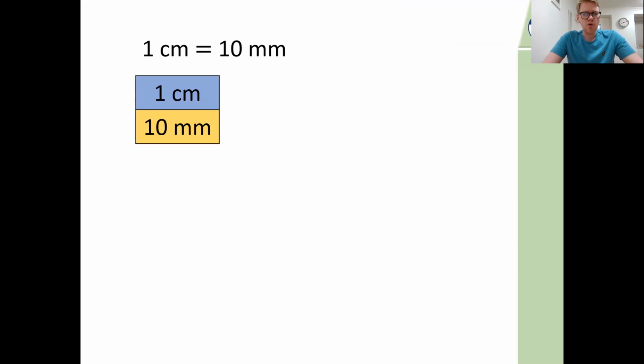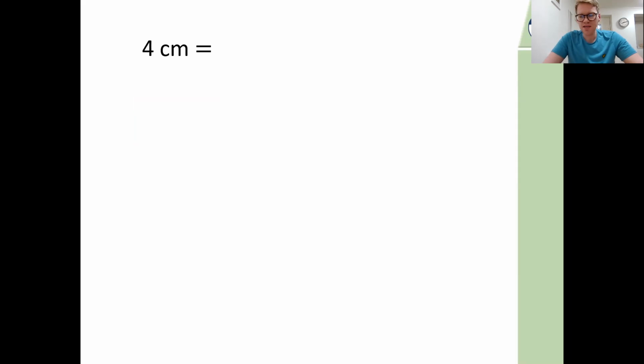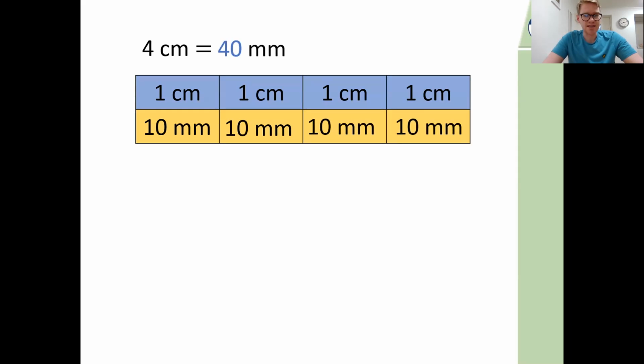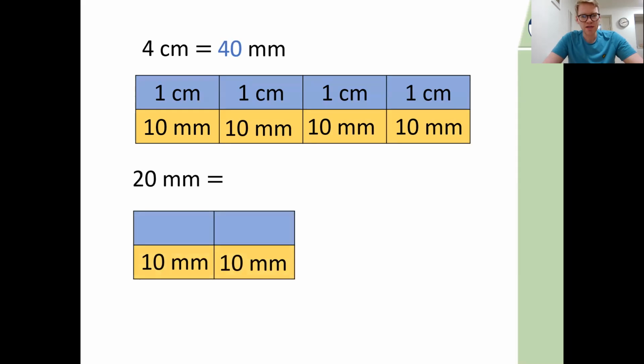So we know that for every 1 centimeter, we're talking about 10 millimeters. These are equivalent lengths. And remember, equivalent was that vocabulary we looked at last week. Equivalent has the same root word as equal. So 1 centimeter is equal to 10 millimeters or equivalent to it. 4 centimeters, what's that equivalent to? Say it out loud. So it's 4 lots of 10, it's 40 millimeters. What about 20 millimeters? How many centimeters is that? It's 2 altogether.